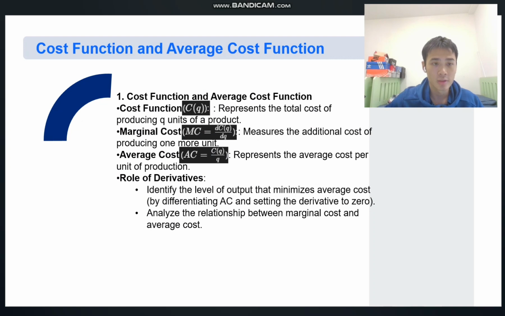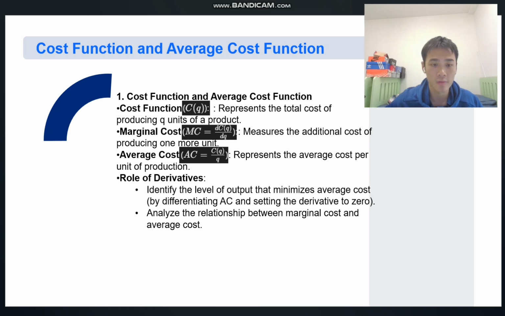First one is cost function and average cost function. Cost function C(Q) represents the total cost of producing Q units of product. Marginal cost (MC) equals dC(Q) over dQ. It measures the additional cost of producing one more unit.